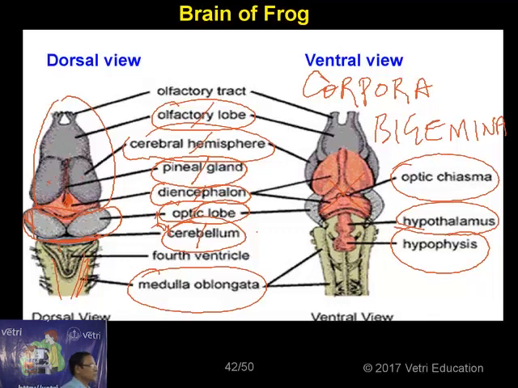So you have this just below the cross formed by the optic nerves, hence called optic chiasma. So optic chiasma, hypothalamus, hypophysis. The hypophysis, the pituitary gland, is connected to the hypothalamus, which is connected to the brain. You could see all these 3 structures, optic chiasma, hypothalamus, and hypophysis, only on the ventral side. On the dorsal side you can see only the pineal gland alone.